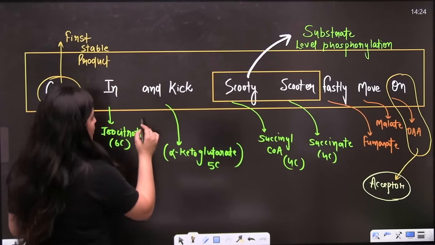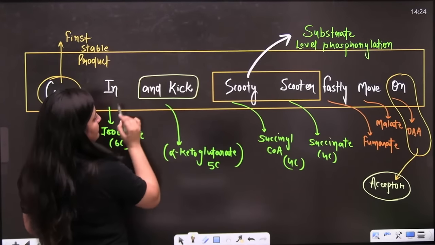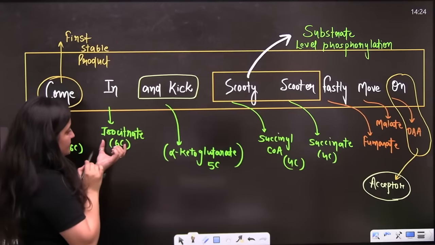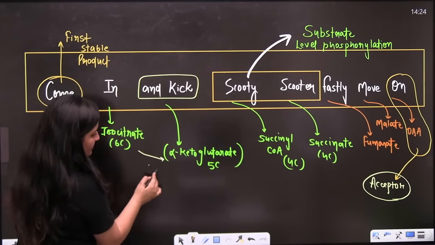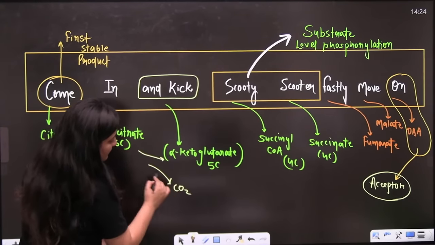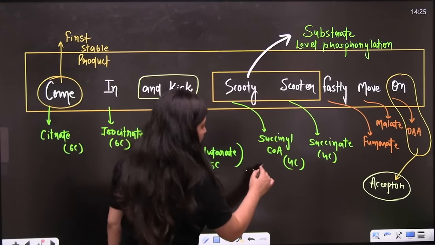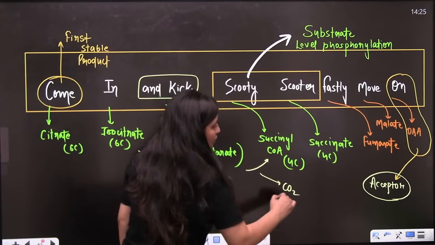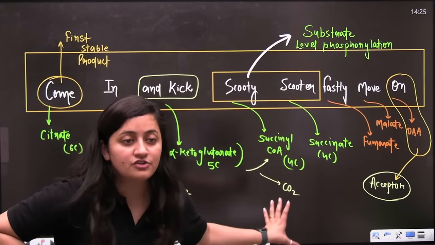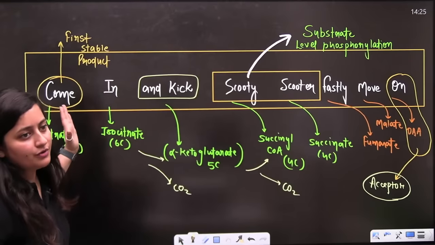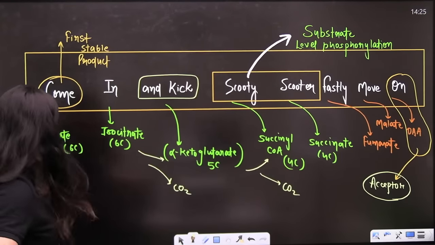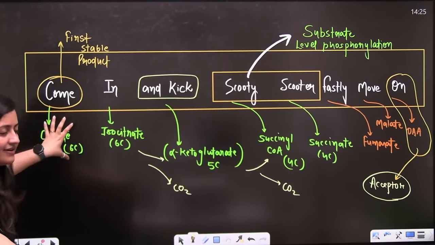Now, decarboxylation occurs at this step. It is 5 carbon, meaning 6 carbon is forming 5 carbon. So, this is the step where CO2 has been released. Decarboxylation. Again, decarboxylation. Trust me, with the help of this trick, it is going to be very easy for you to revise the Krebs cycle. So, the 6 carbon compound is the first stable product, that's why we are calling it the citric acid cycle also.